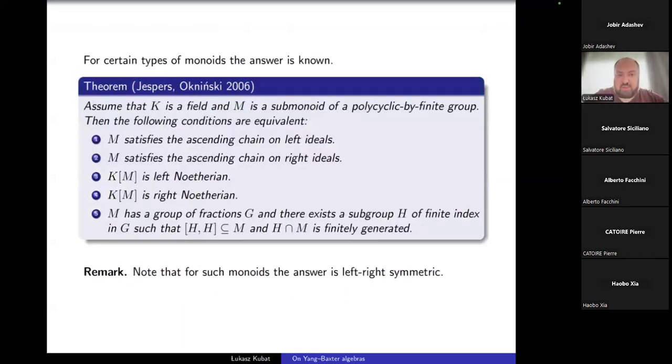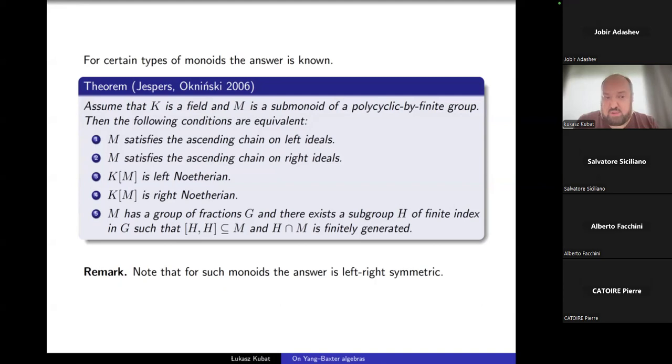The answer is also no for certain very special types of monoids. And this is a result of Jespers and Okniński from 2006: having a monoid M which is a submonoid of a polycyclic-by-finite group, so in particular M sits in a group, which means that M is cancellative, then the corresponding monoid algebra is one-sided Noetherian if and only if M satisfies the ascending chain condition on one-sided ideals. And this is also equivalent to M having a group of fractions, and this group of fractions has a subgroup of finite index in G with a derived subgroup sitting in the monoid, and such that the intersection of this subgroup with M is finitely generated.